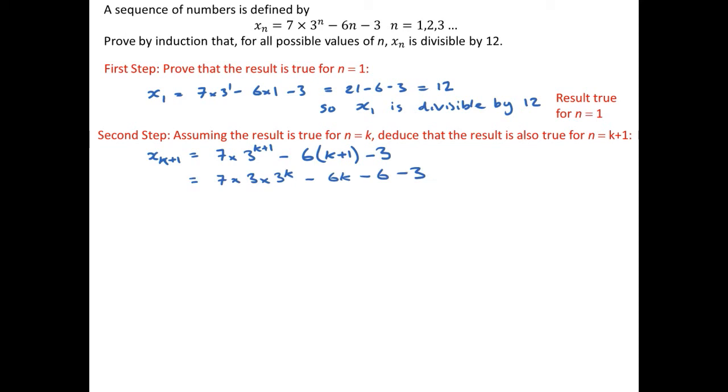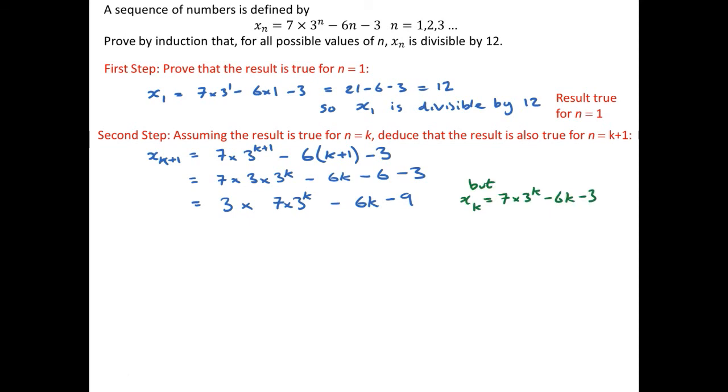In other words, we can say that that is 7 times 3 times 3 to the k, because we know 3 to the k plus 1 means 3 to the 1 times 3 to the k. Take away 6k, take away 6, that's multiplying out the brackets on 6 times k plus 1, and we've got take away 3. Or tidy that up, we've got 3 lots of 7 times 3 to the k, take away 6k, minus 9. Now we need to just be a little bit careful here.